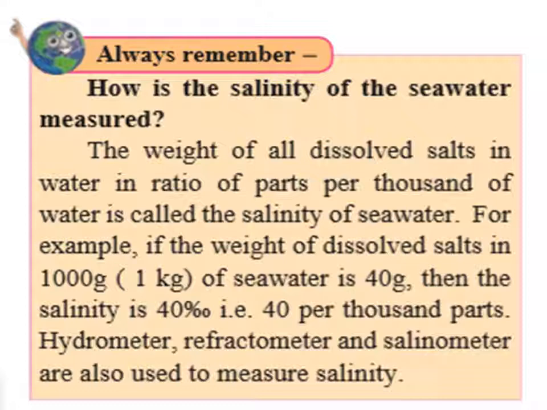is 40 per thousand parts. So how to read this? 40 per thousand parts. Hydrometer, refractometer and salinometer are used to measure salinity. So children, keep in mind these three tools are used to measure salinity.